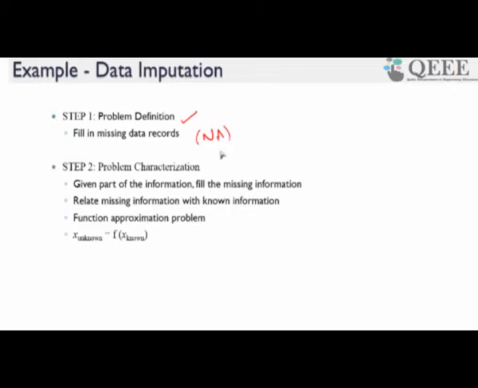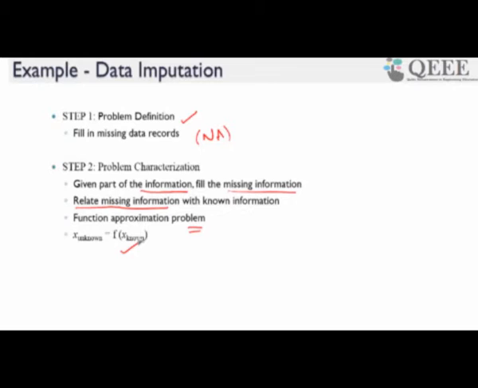What kind of problem is this? There are no sub problems. This is a small problem, so there are no top level problems, and we are discussing only one sub problem, which is a functional approximation problem. Why is it a functional approximation problem? Because, using the partial information that is given, we need to find out the missing information. That is relating the missing information with the known information, which is known as a function approximation problem, generally represented as x unknown, which you want to find out, is a function of the data that is given, which is x known.